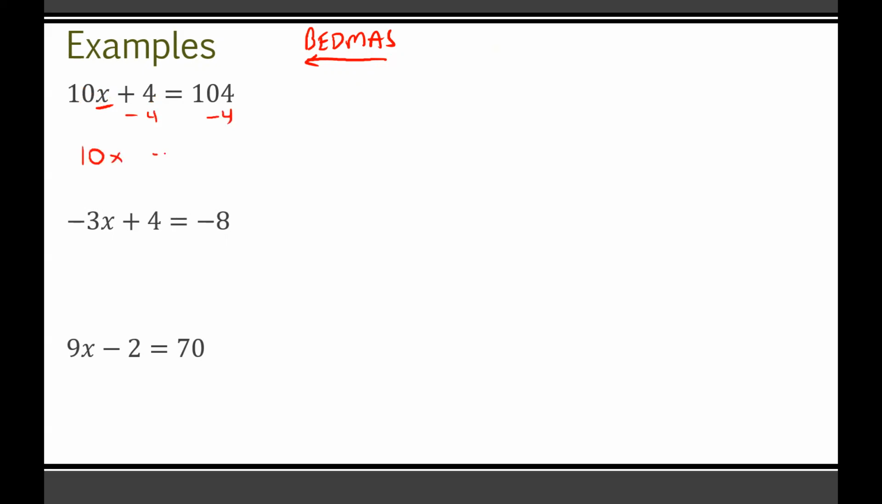This is going to give us 10x = 104 - 4, which is 100. Then we have to divide by 10 on both sides. Boom, boom. And this gives us x = 100 ÷ 10, which is just 10.